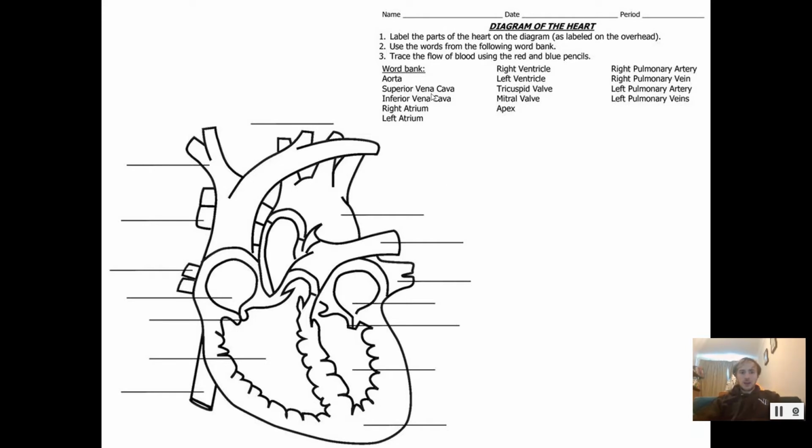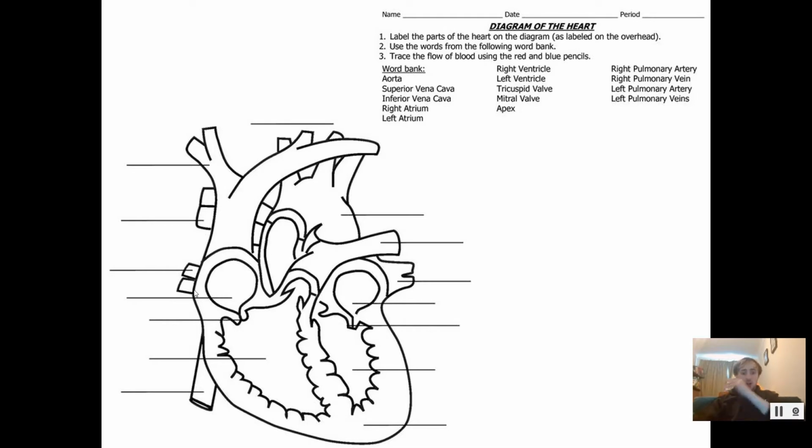We have the superior vena cava. The superior vena cava is this branch one on the top left. This is the superior vena cava. The inferior vena cava is the tube coming here on the bottom left. Both of those are going to go into the right atrium. Then we have the right atrium.